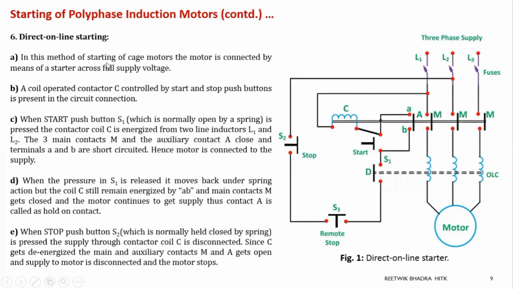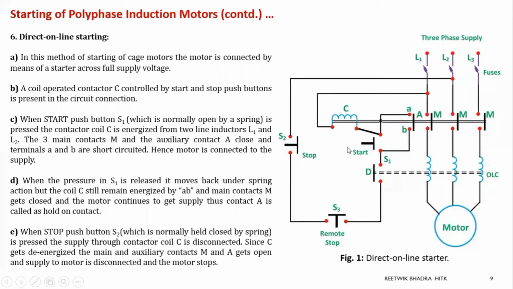So my first point in this method: in the starting of squirrel cage motors, the motor is connected by means of a starter across full supply voltage. That is what I have told just now. And obviously there is an inclusion of fuses to provide protection. Next, there is a coil over here. If you recall the starter in a DC motor, there were also some overvoltage coils and overcurrent relays. Over here also in the starter there is a coil C present, and there is a start and stop button over here.